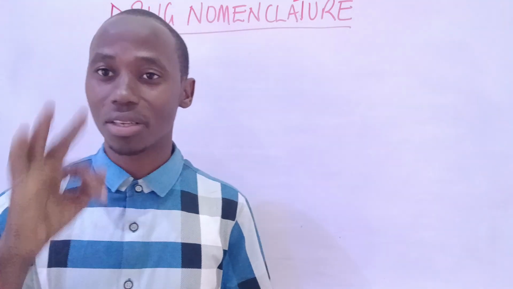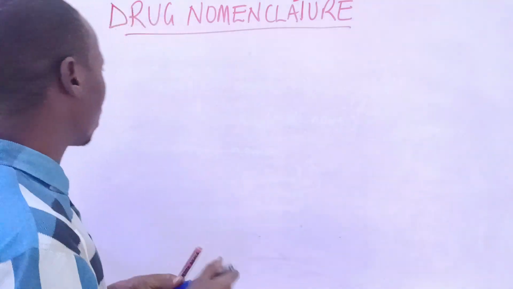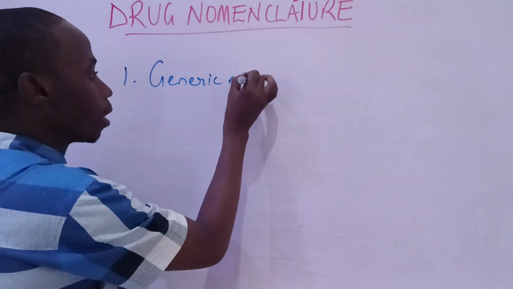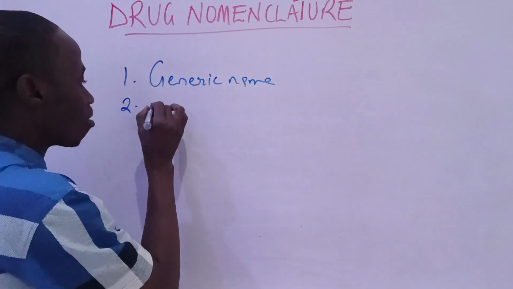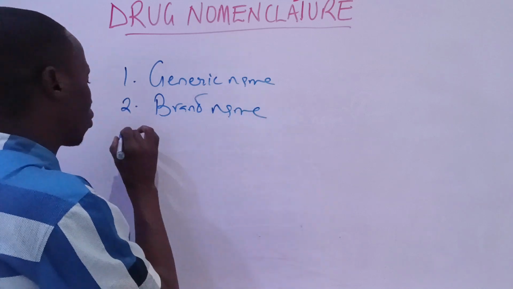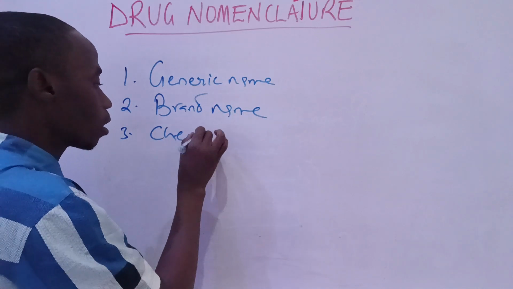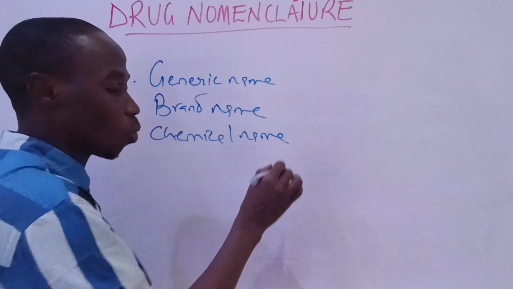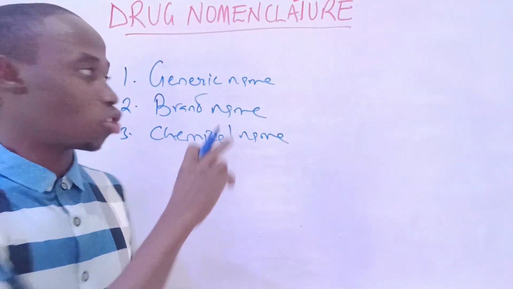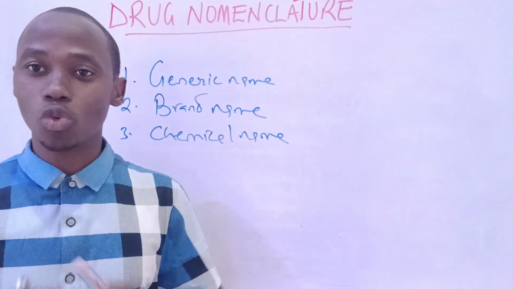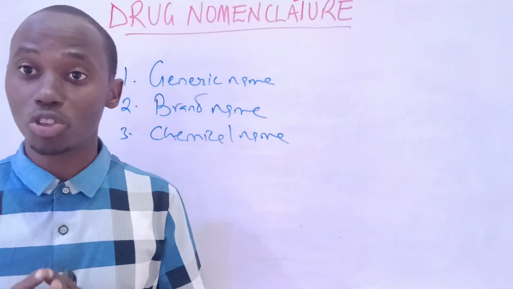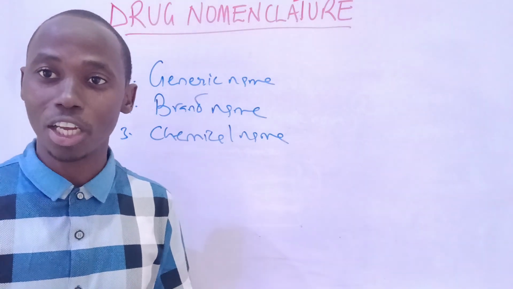Actually, each drug has three names. Number one, the first name is generic name. Then number two, we have brand name, and number three, we have chemical name. So each drug has three names. Number one, and probably the most important, is the generic name. Generic name is the worldwide accepted name of a drug, and ideally all clinical prescriptions should be written in generic.